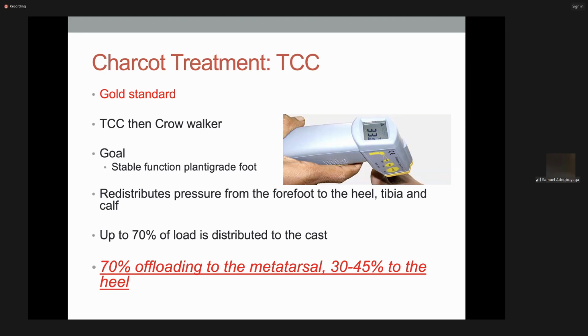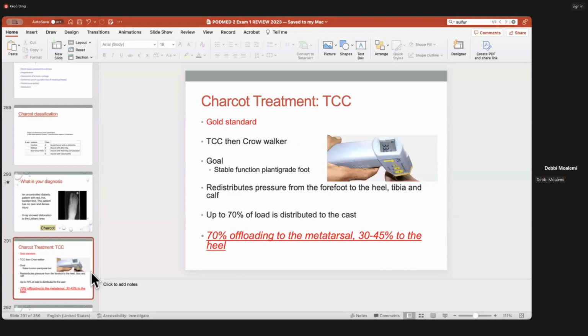Can I use a Richie brace to protect a patient with a Charcot foot? Anyone? No. You know why? Because when it comes to Charcot, we're protecting the bottom, the foot bones.